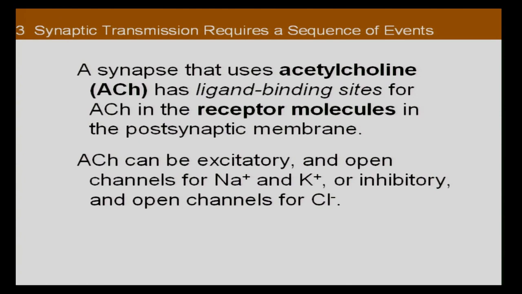Now the trick here is that there are different kinds of acetylcholine receptors. Some acetylcholine receptors can be excitatory. Excitatory acetylcholine receptors open channels for sodium and potassium, causing depolarization. Other acetylcholine receptors can be inhibitory and open channels for chloride. Okay? So if I were going to ask you whether this will cause an excitatory or an inhibitory postsynaptic potential, you can't just know what transmitter the synapse is using. You have to know what flavor of receptor is in that postsynaptic membrane. Because even the same acetylcholine at different synapses can be excitatory, causing EPSPs, or inhibitory, causing IPSPs.